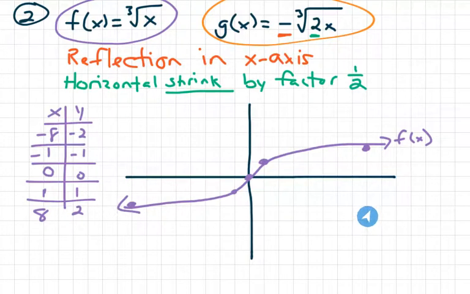So shrink it by 1/2. 1/2 of 8 would be 4. So I'm going to go to 4 in, 1, 2, 3, 4. It's going to be right in here. So this point transforms into this one. So these two are paired together.